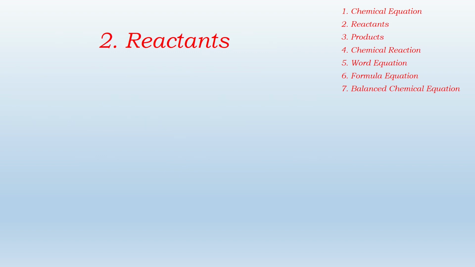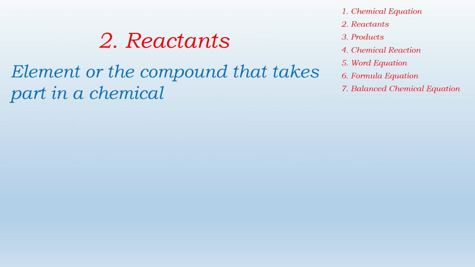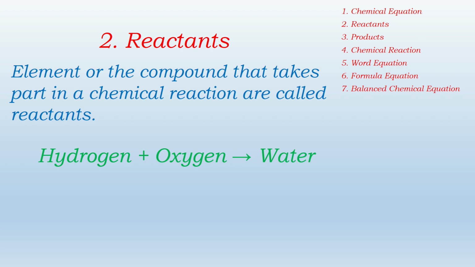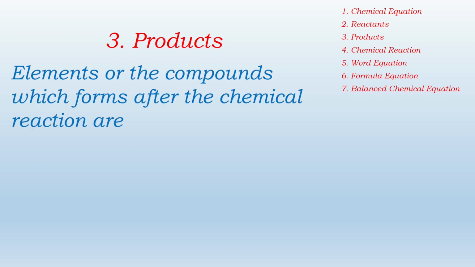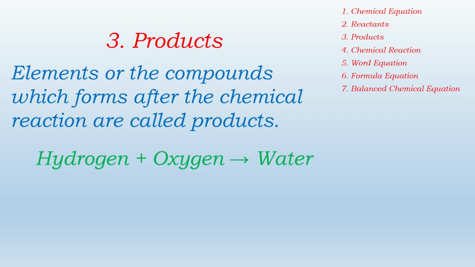Let's go to the second point, reactants. What is it? We can say that the elements or compounds that take part in the chemical reaction are called reactants. Look at this chemical reaction in which hydrogen combines with oxygen to form water. At this time, hydrogen and oxygen are taking part in the reaction. That's why they are called reactants. Okay, next, product. What is product? Elements or compounds which form after the chemical reaction are called products. In the same reaction, when hydrogen and oxygen react with each other to form water, water is called the product. Hydrogen and oxygen are reactants, but water is the product.